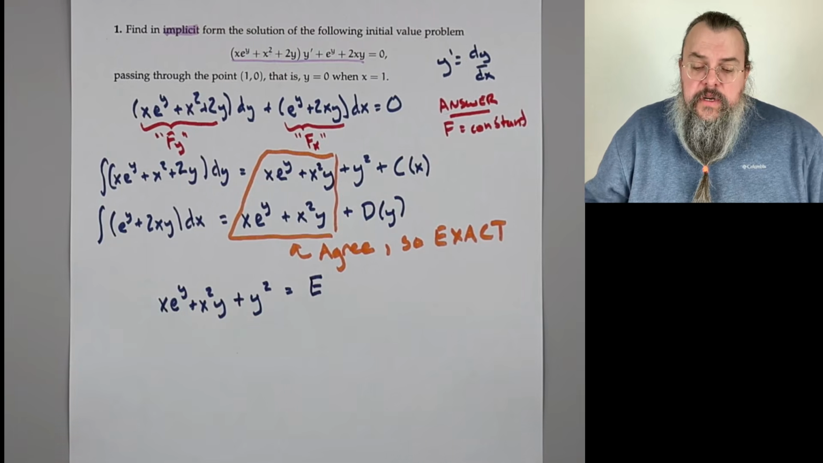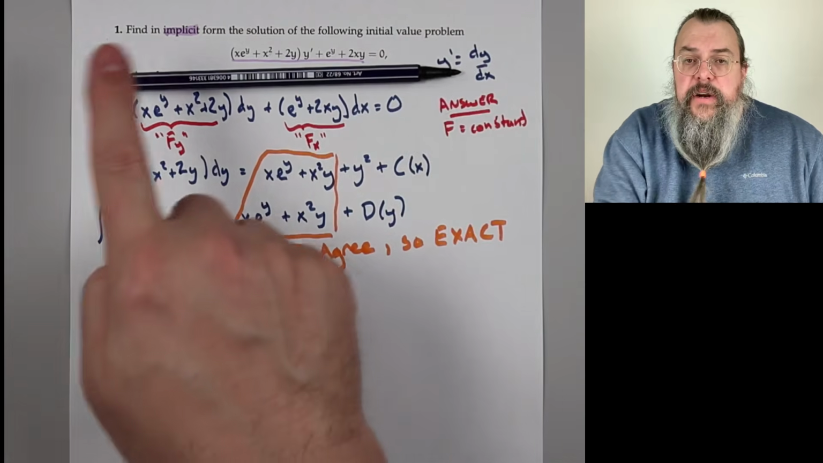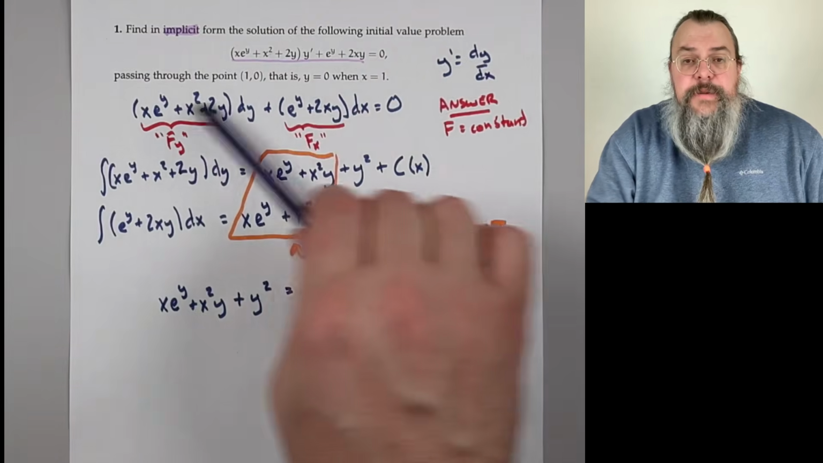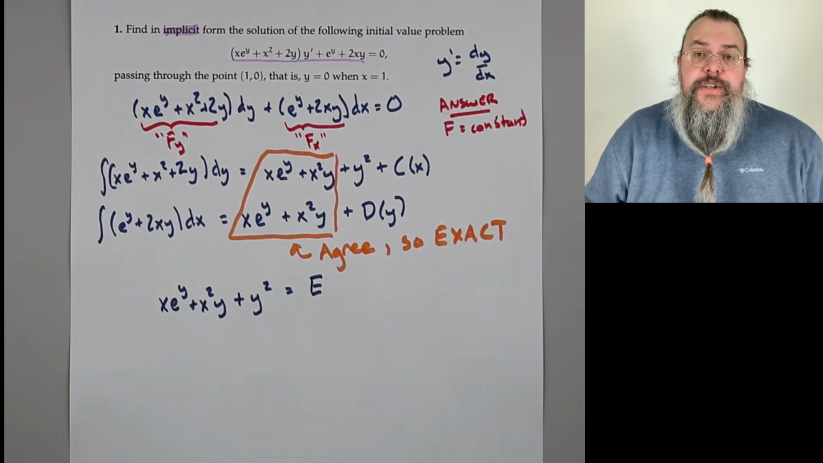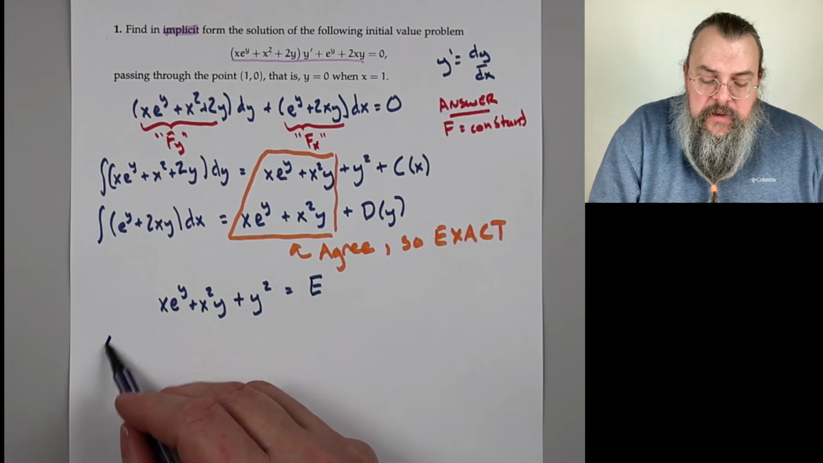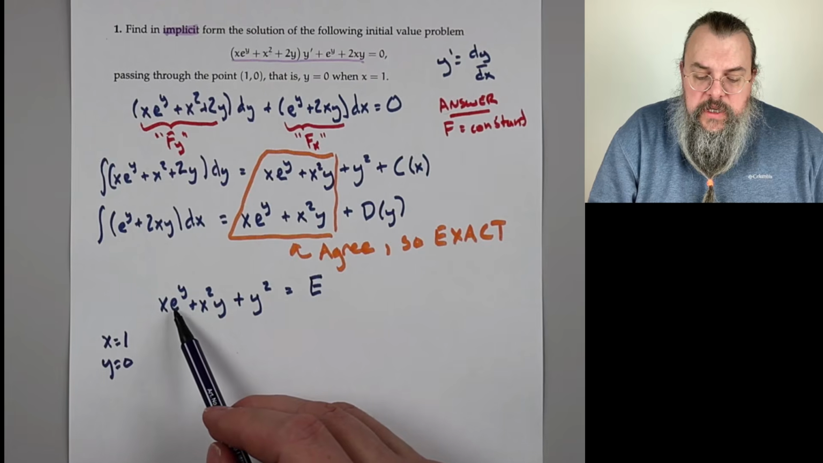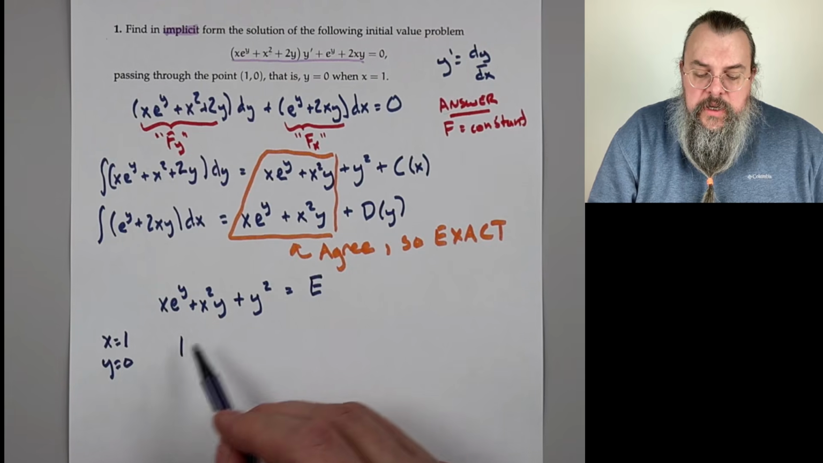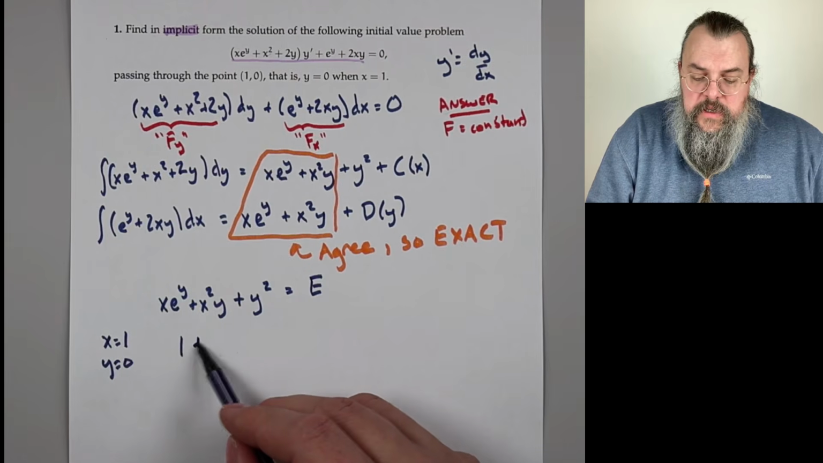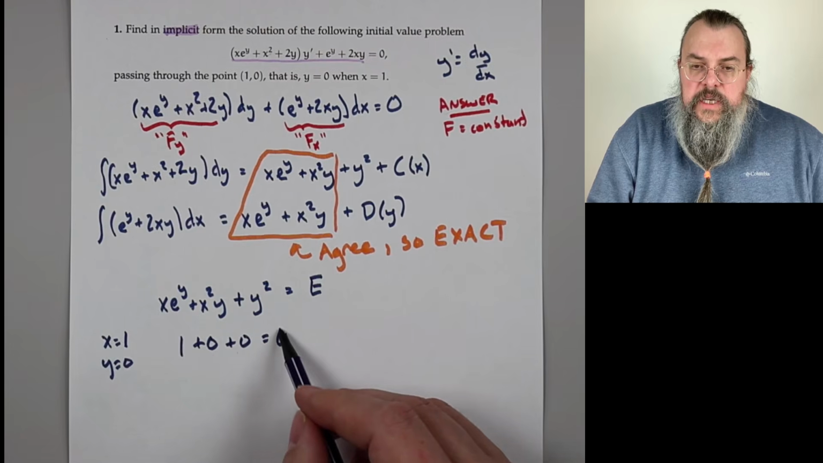And so, if our question had stopped there, we'd be done. But of course, there are some initial conditions, so we've got to do the initial conditions as well. What we're going to do is plug in x equals 1 and y equals 0. So 1 times e to the 0 is 1. 1 squared times 0 is 0. 0 squared is 0, equals e.